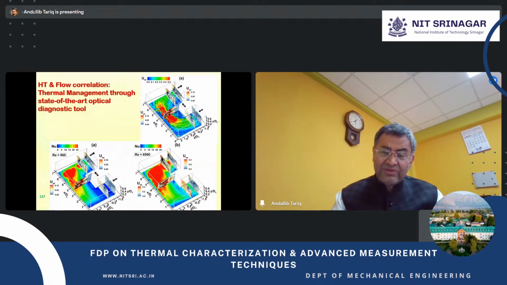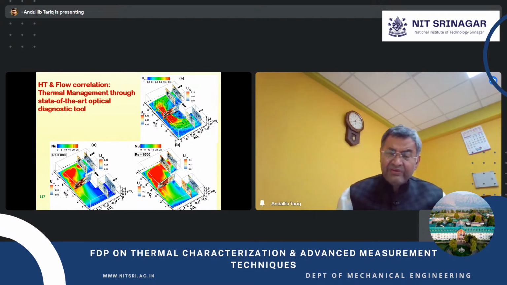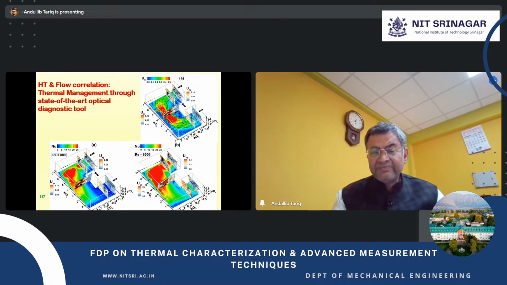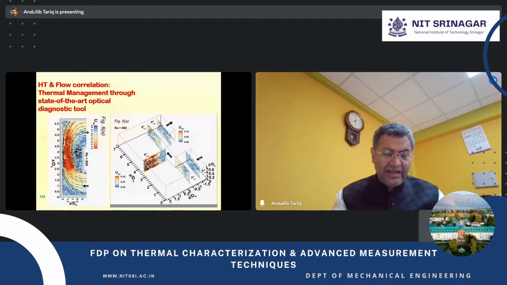You can see these are the flow data, and this is the bottom data, the temperature data. Trying to club them together, we found a strong correlation between the vortices formation and the surface heat transfer coefficient. So these are our recent areas of interest upon which we are working at IITB in our lab at ATAL. So all this is taking place.